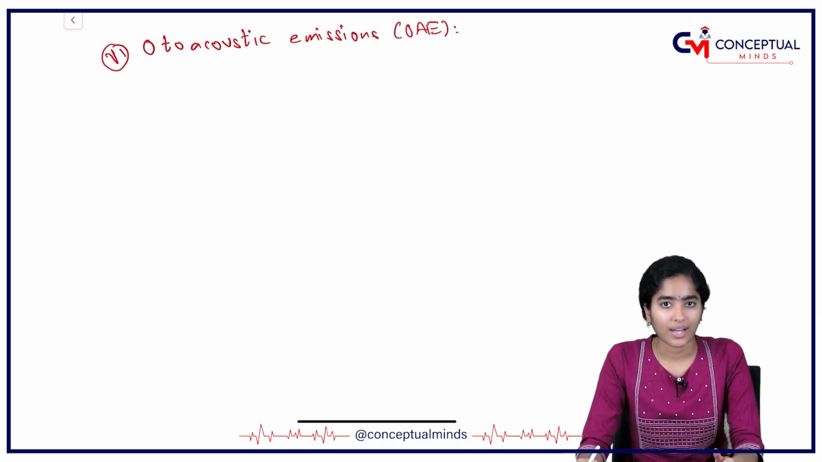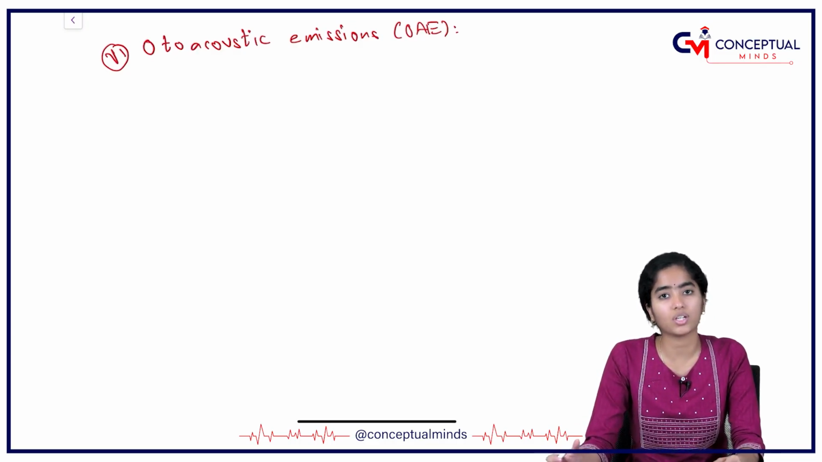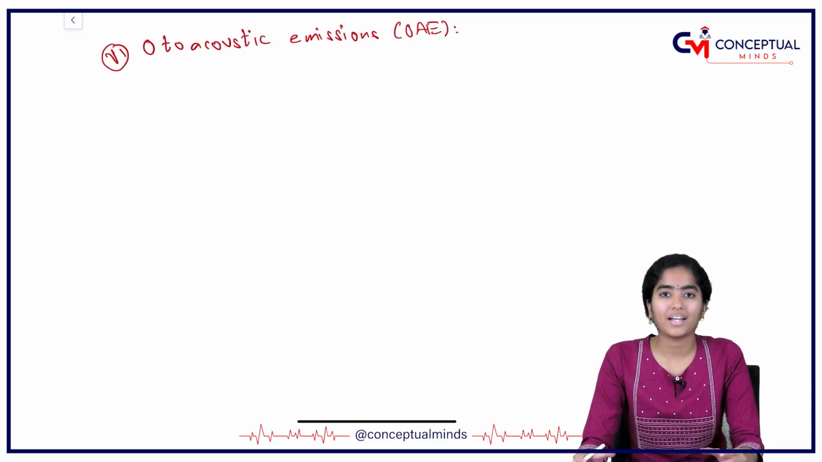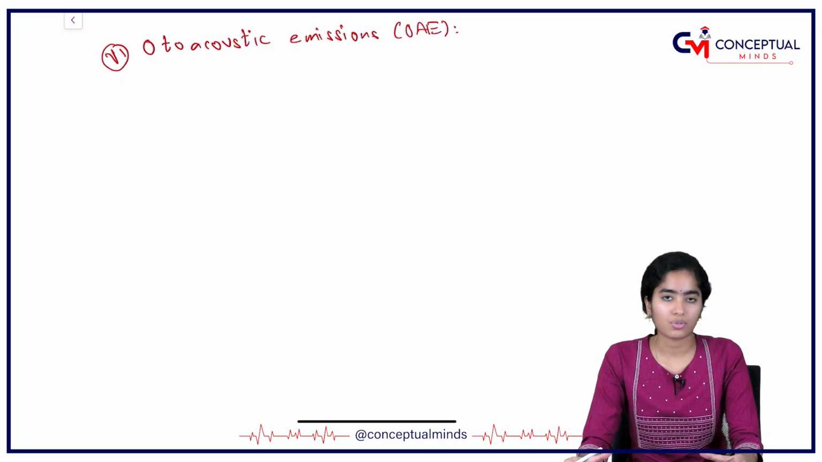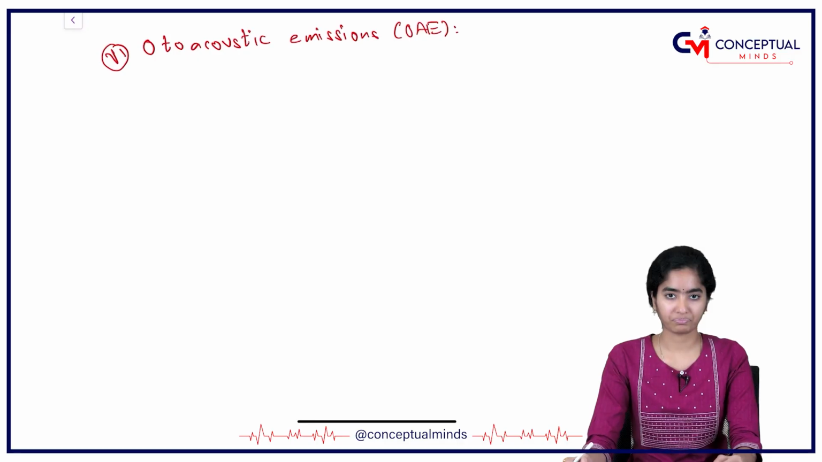But do you know that even the cochlea, the hair cells also produce some sounds? Yes, they do produce some low intensity sounds, and this is a feature of the normal cochlea, and this can be measured by us by some very sensitive instruments. A very sensitive microphone is placed in the external auditory canal, and that can pick up the sounds that are produced by these hair cells. And this is the principle of otoacoustic emissions. Otoacoustic emissions are nothing but emissions that are produced by the hair cells of cochlea.